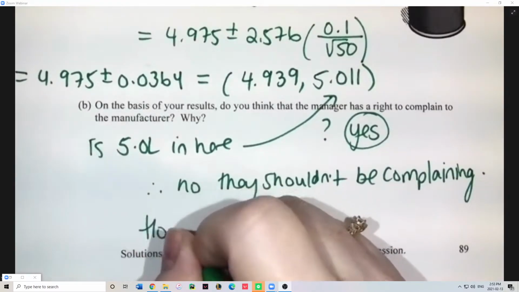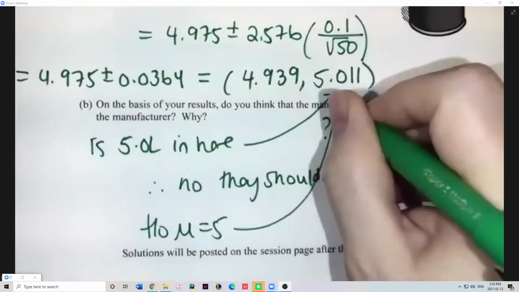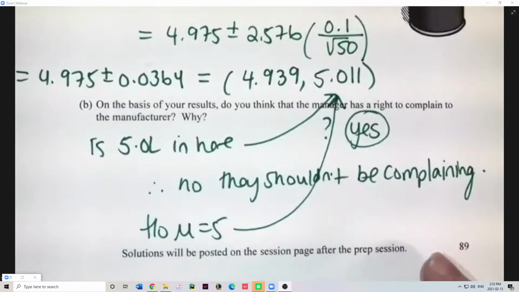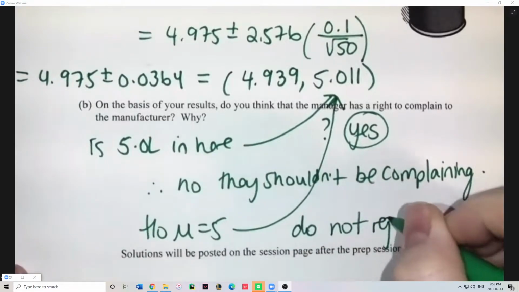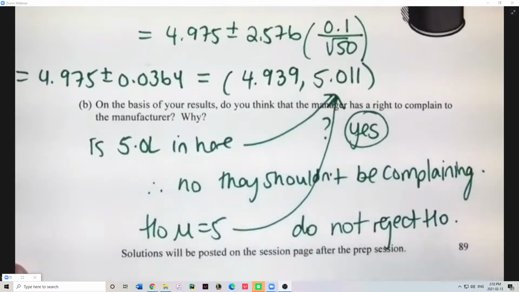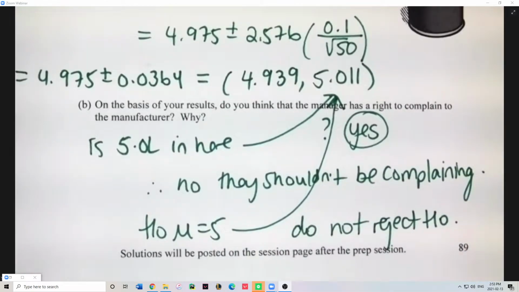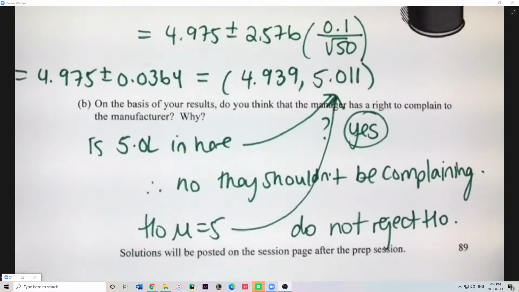So think of it like H naught is mu is 5, and you're asking yourself about H naught. If we were talking about hypothesis testing, it would be a do not reject H naught, because H naught, mu equals 5, is in our interval. Okay.